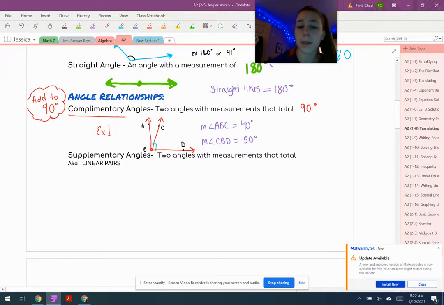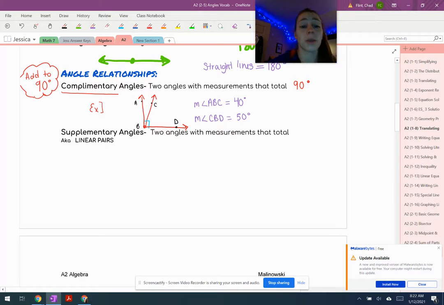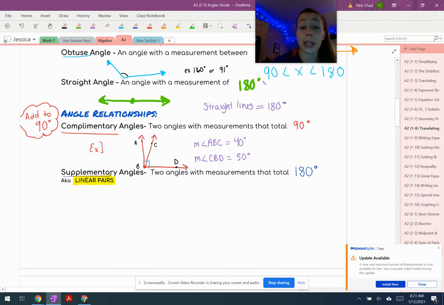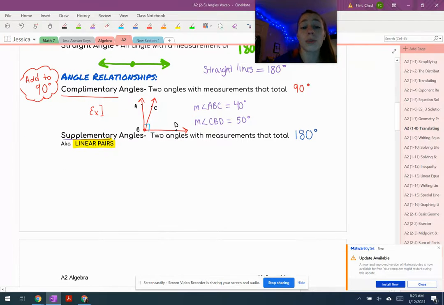So that's complementary. Not to confuse complementary with supplementary, which is a similar kind of thing. However, supplementary talks about two angles with measurements that total 180 degrees. These could also be called linear pairs. And that's because if we go back to that straight angle, or a straight line, a straight angle has a measurement of 180 degrees. So supplementary will basically look like a straight angle when you add those angles together.